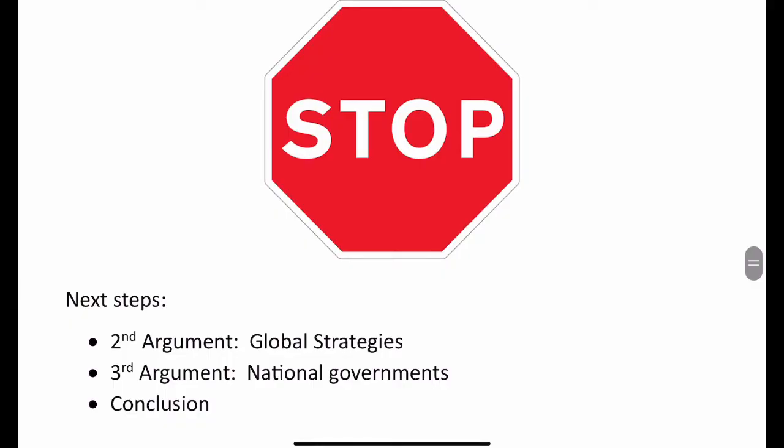and think about how you would come up with a second argument. I've given you indications of where you could go, global strategies. Then could you do something about national governments and how they can effectively eradicate disease risk? And then there needs to be a conclusion. So if you want to have a go at writing the rest of the argument for your essay from this point forward, those are the steps I would take.